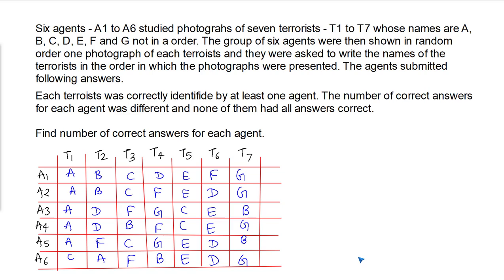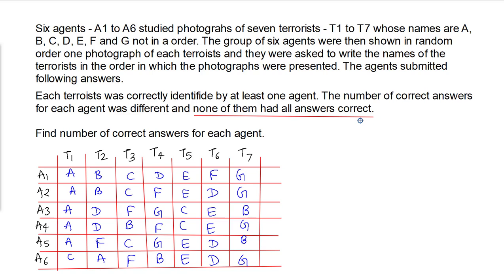Now each terrorist was correctly identified by at least one agent. Read this carefully. The number of correct answers for each agent was different, and none of them had all answers correct. So let's concentrate on this particular statement. None of them answered all correct.